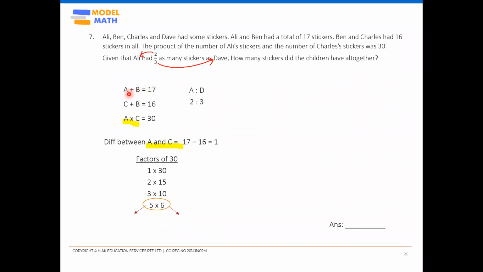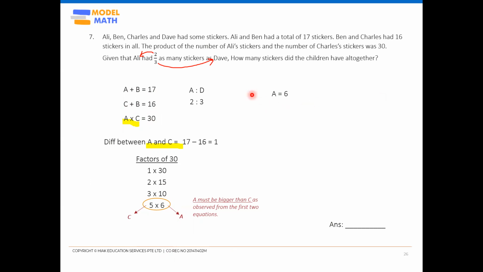I have Ali and Charles, but one of the equations has a bigger value, which is 17. The one with the smaller value involving Charles is 16. The one involving Ali is 17. So that must tell you that Ali should have the bigger number, whereas Charles should have the smaller value. So Ali should be 6, Charles should be 5. So A must be bigger than C, as observed from these two equations. So 6 belongs to Ali, 5 stickers belong to Charles. So we have found these two people.